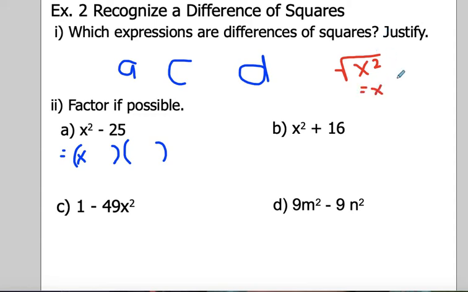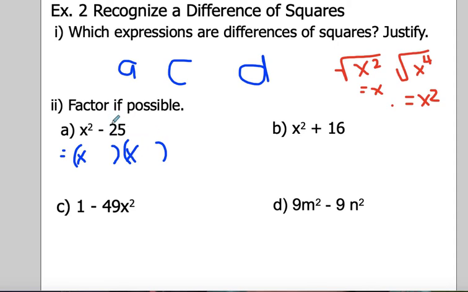If we ever had x to the exponent 4, the square root of x to the 4 is x squared. Okay, but for the purposes of this, I'm pretty sure we're only going to see squared exponents. So you square root the first term and put 1 in each set of brackets.